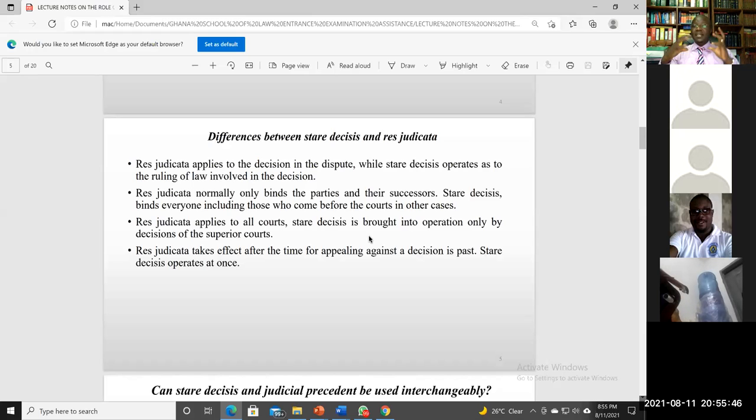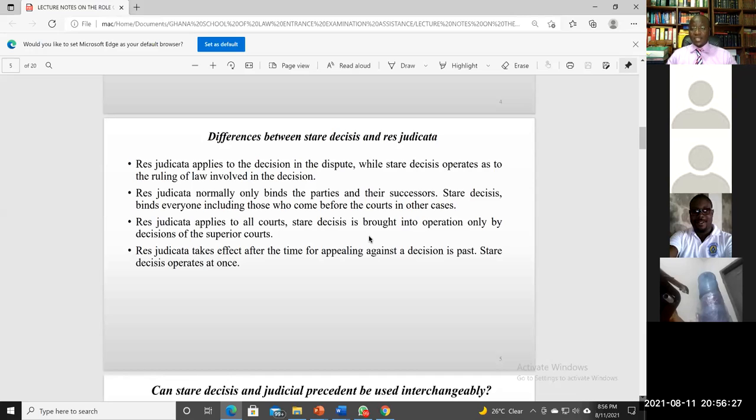And again, res judicata takes effect after the time for appealing against a decision has passed. So when a judgment is given, there's a period for appeal. If it's a substantive, a final judgment, you have, let's say, 3 months to appeal; interlocutory, 21 days. Now, when the period for the appeal has elapsed and the losing party has not appealed, then that losing party and his successors cannot go and relitigate the matter again. Res judicata will kick in.